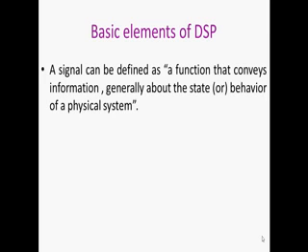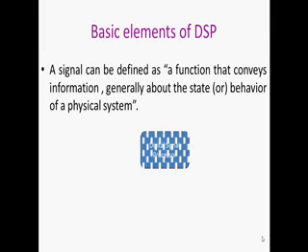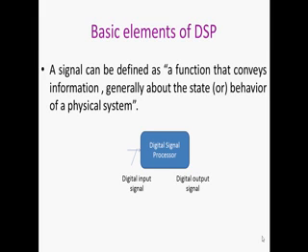Basic elements of DSP. A signal can be defined as a function that conveys information, generally about the state or behavior of a physical system. The digital signal processor, which is used to process the digital signals, may be a large programmable digital computer or a small microprocessor program system to perform the desired operations on the input signals. The processor is capable of processing the digital input signals and giving a digital signal as its output.